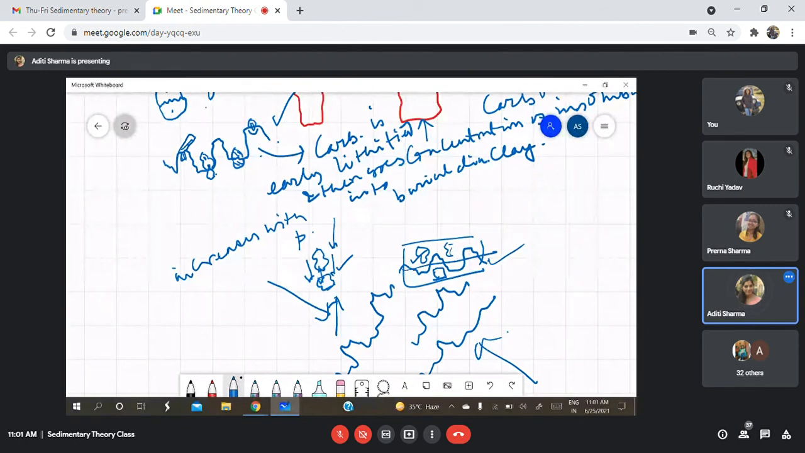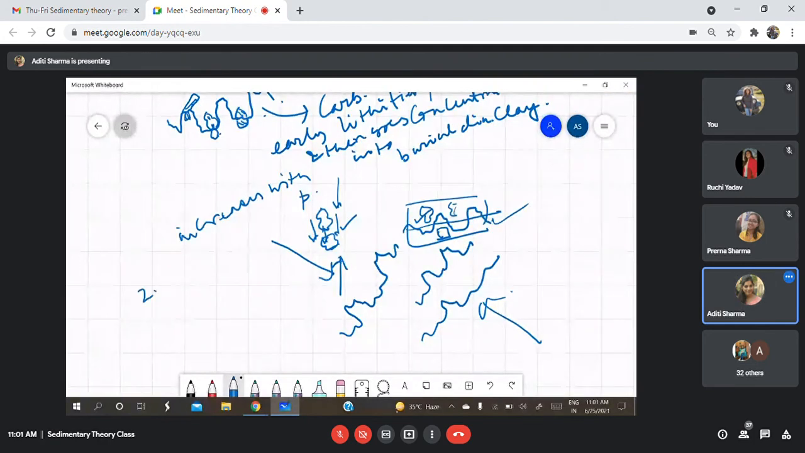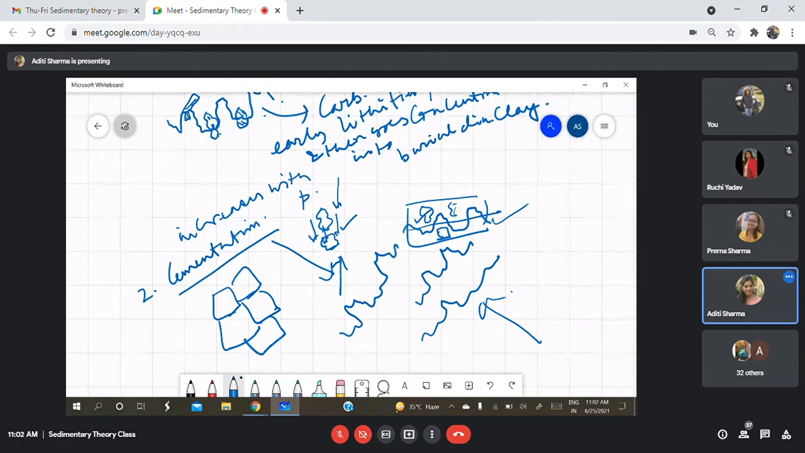Now, second is cementation. What do I expect in the case of deep burial cement? It is blocky cement. But one major important thing is that here you expect to form ferroan calcite.